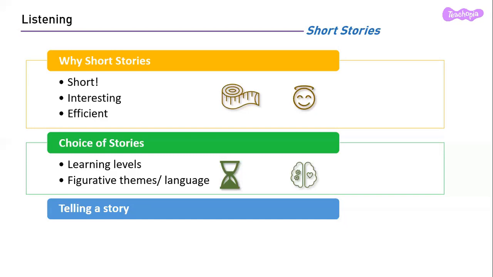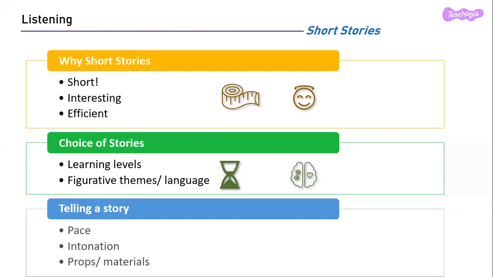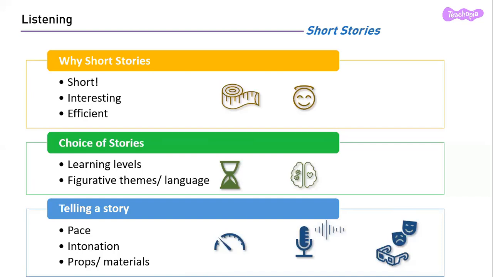When it comes to the actual telling part of the storytelling, we need to manage the pace of our storytelling based on the learners' reactions and their understanding. The pitch of our voice and the intonation also add to the narrative effect and make the emotions within the story come alive. Additionally, the use of props and other materials adds to the dramatic effect of the story and the overall experience of the story narration session.